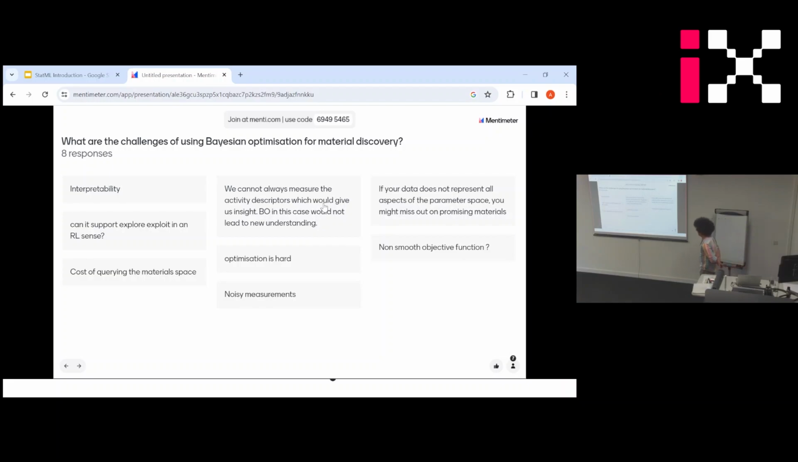Cost of querying the material space, so that's definitely something to consider. You can overcome that by using computational approaches instead of doing fully experimental work. But then the problem is the computational approaches are not always very accurate, and they're also just an approximation of the real world. And sometimes, using computational approaches has not been the most efficient method in material discovery.